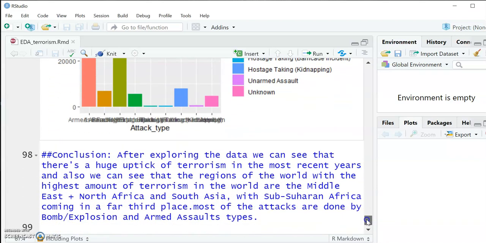So the conclusion is, after exploring the data, we can see that there is a huge uptick of terrorism in most of the recent years. We can also see that the regions of the world with the highest amount of terrorism are the Middle East and North Africa and South Asia, with sub-Saharan Africa coming in a far third place. Most of the attacks are done by bomb or explosion and armed assault types. Thank you.